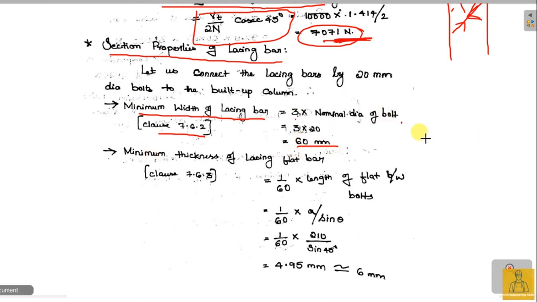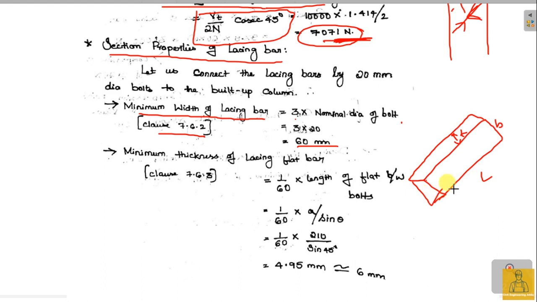And what should be the thickness? This is how a bar is going to be. This is the length, this is B, and this is thickness T. So this B minimum should be 60. And what is the minimum thickness according to 7.6.3? 1/60th of the length of the flat plate between bolts, that is, A by sin theta.